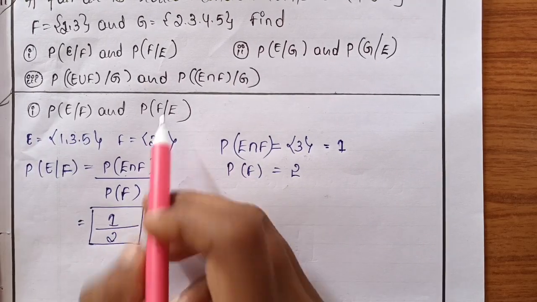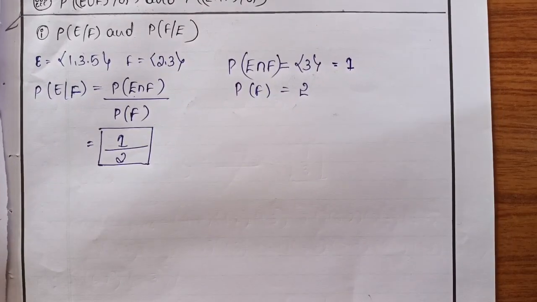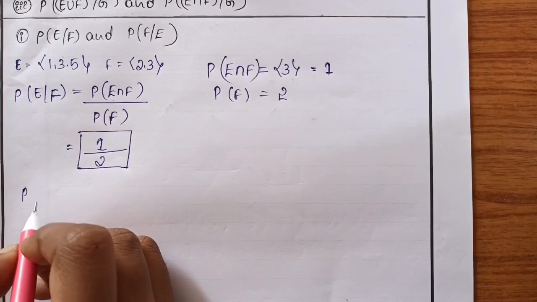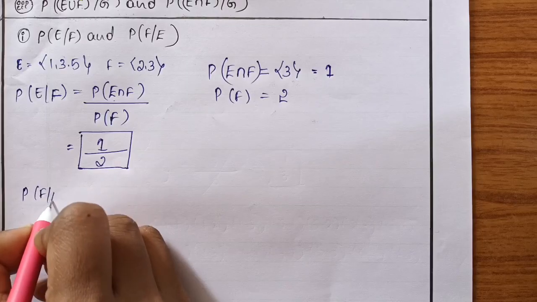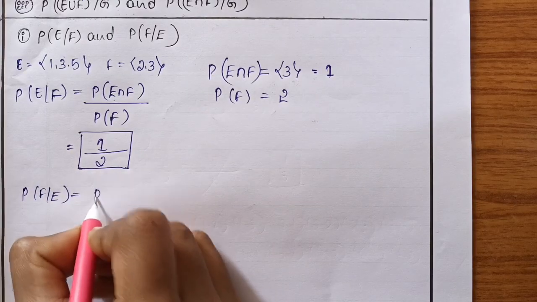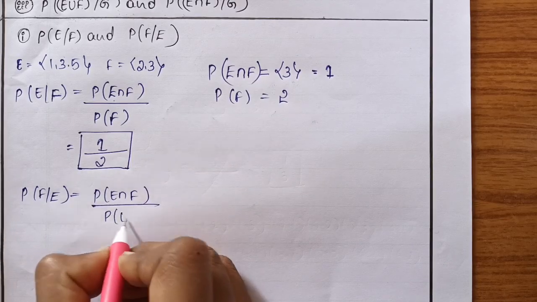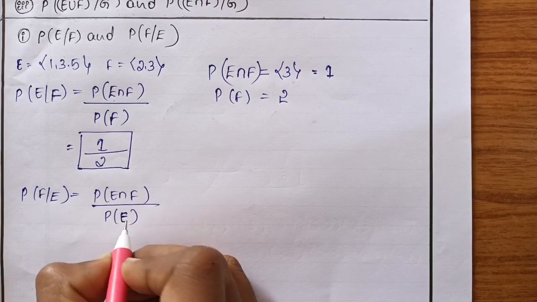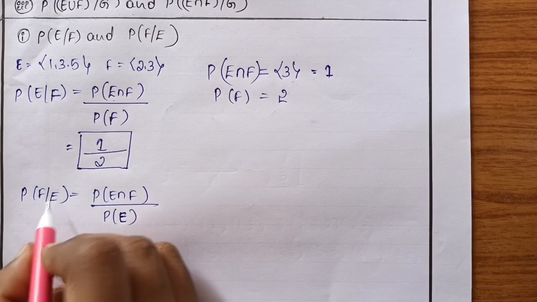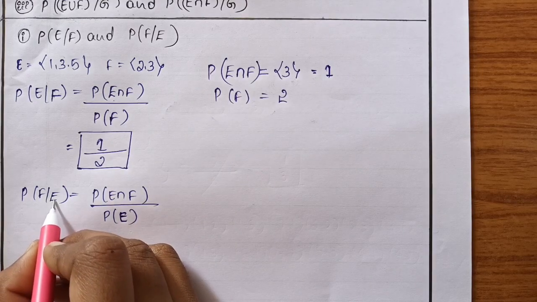And we find out the probability of F by E. Right? Probability of F by E. Formula is probability of E intersection F divided by probability of E. Here we take probability of E below. Why? Because it will be divided by E, at the bottom.